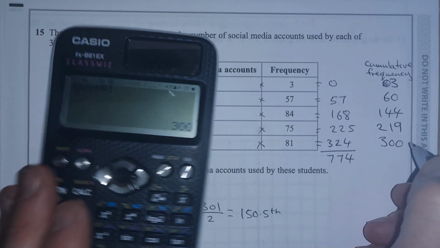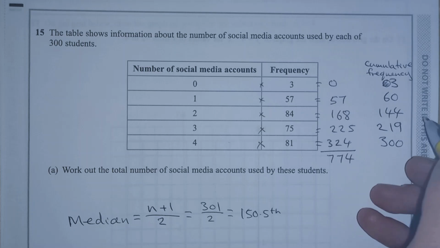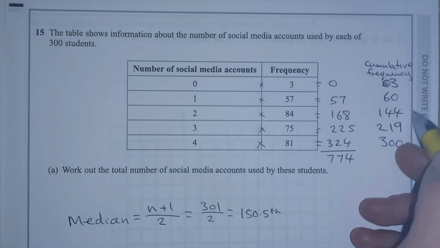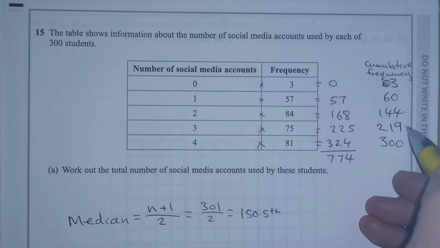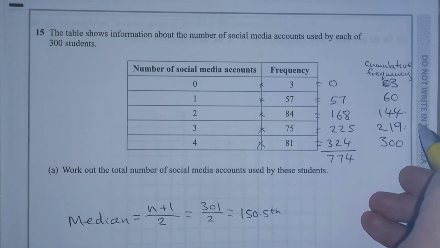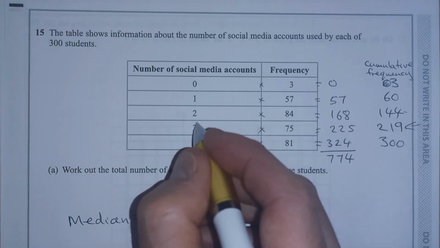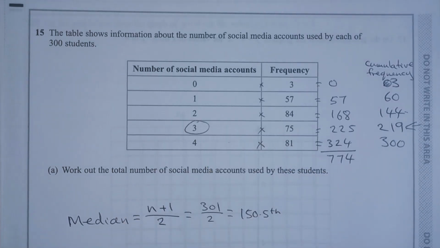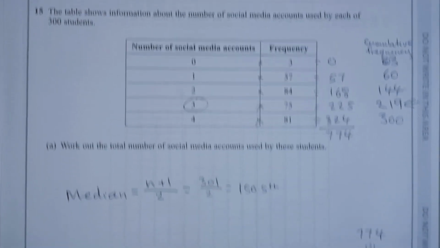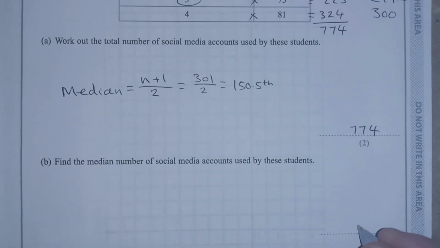Good. So where would the 150.5th person be? Well, they're not going to be in here because this only takes us up to 144 people. So we go to the next one. Well, this has gone beyond the 150.5th, so it must be this category here. So our median is 3 social media accounts. It's a fairly simple answer, but not a simple way to get there.